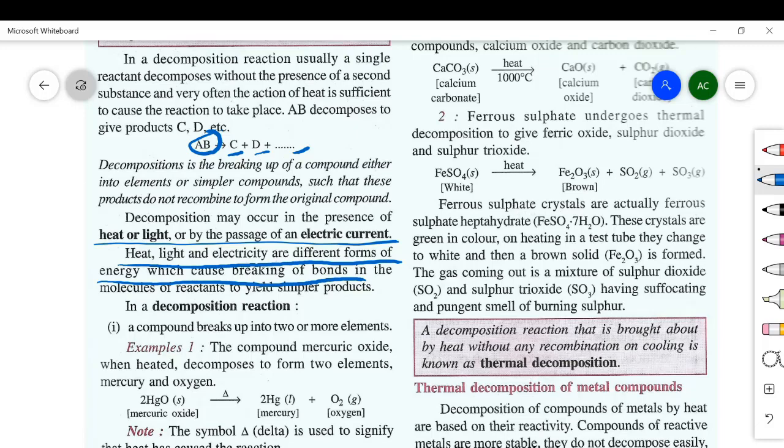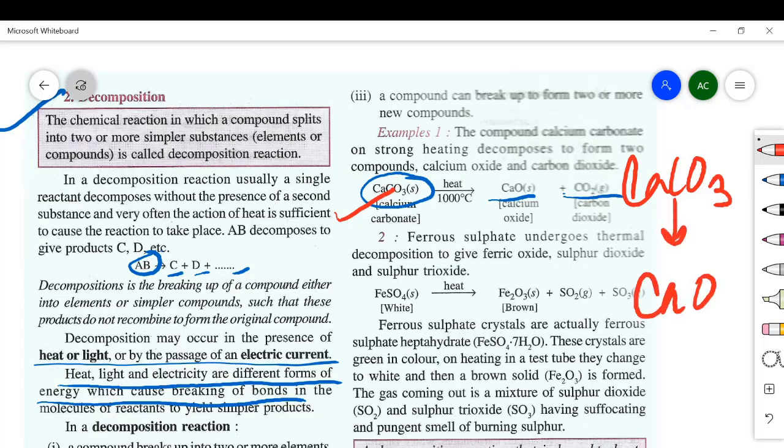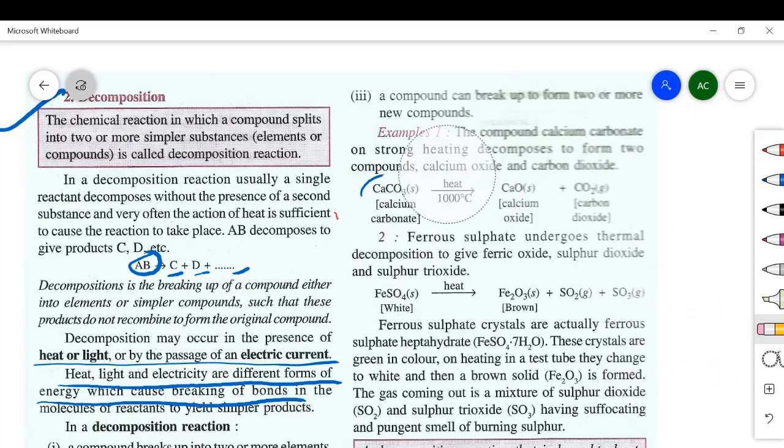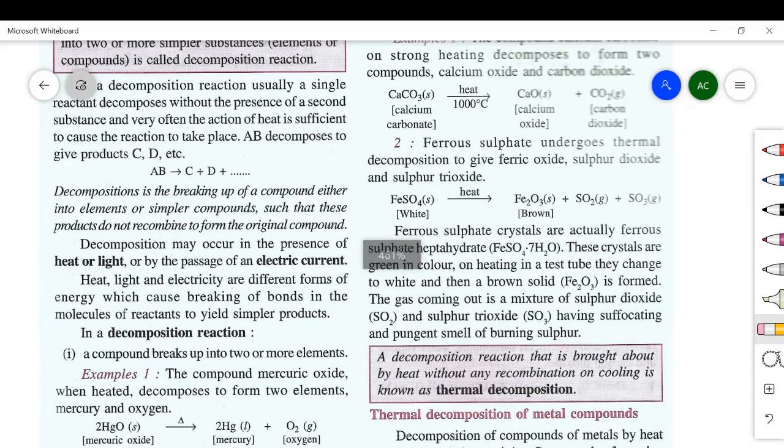Just look at the example here. This calcium carbonate is breaking down into calcium oxide and carbon dioxide. That means some bonds in calcium carbonate need to be broken down, shuffled, so that it can give you calcium oxide and carbon dioxide. Now, this breaking of bonds will need energy. You have to provide the energy, then only these bonds will be broken down. So that is why you have to provide the energy in the form of heat, light, or electric current.